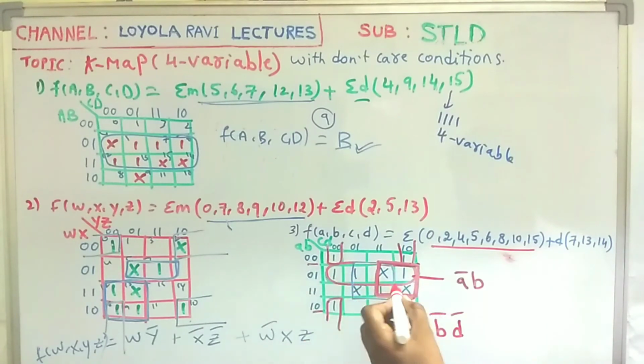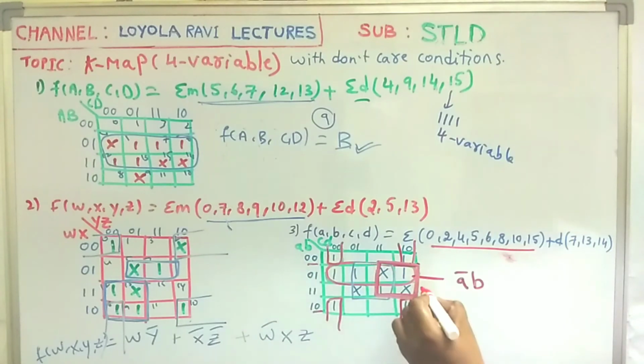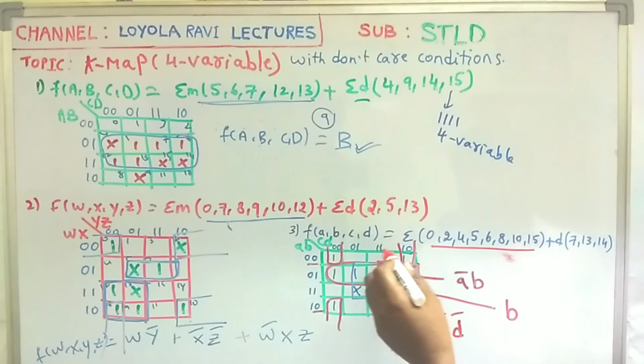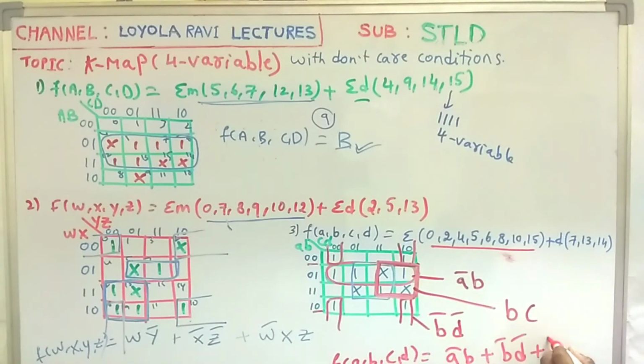What are the horizontal terms? When you consider these two don't cares as one, then this is a 4 adjacent ones quad. Horizontally 0 1 1 1, that is 1, nothing but B, and vertically 1 1 1 0, 1 belongs to C, BC. Finally, f of a comma b comma c comma d is equal to a bar b plus b bar d bar plus bc.